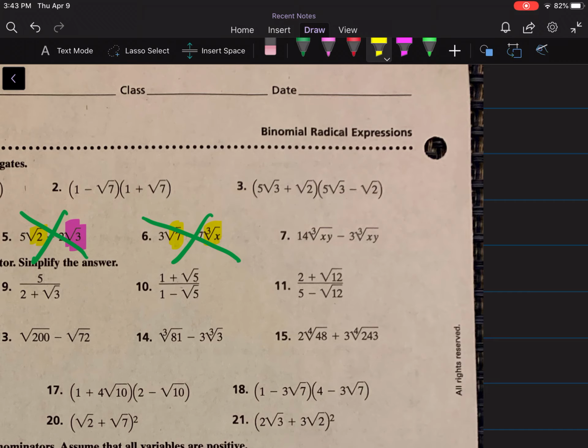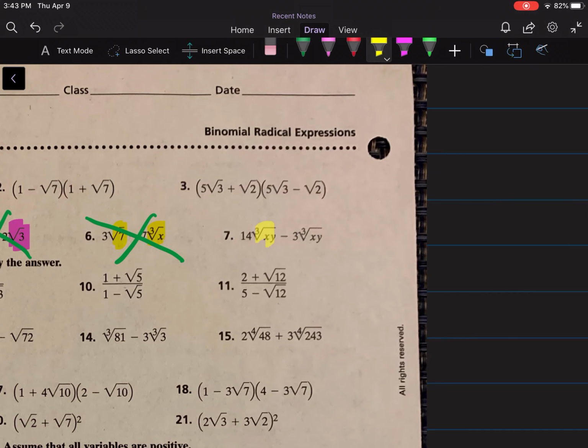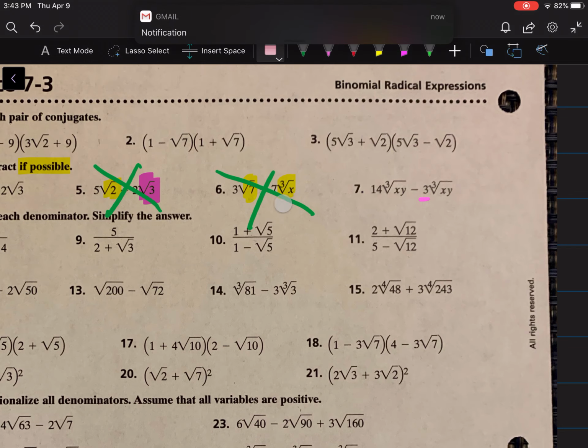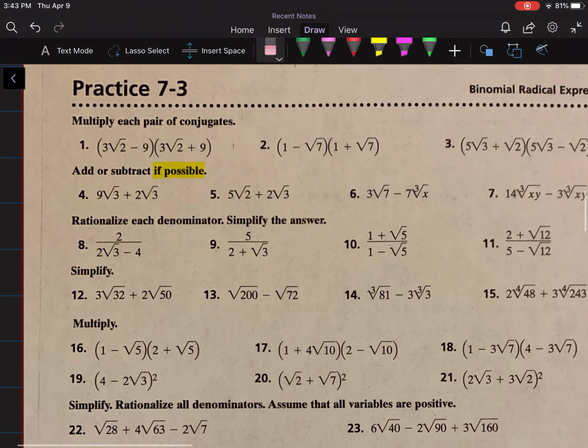Now, number 7, we have root 3xy and root 3xy. Those are like terms. We can combine those. So we're going to combine the outsides. Don't do anything with the insides. So 14 minus 3 is 11, and we're going to keep our root 3xy. And that is our answer. Okay, let's go ahead and move on to the next one.